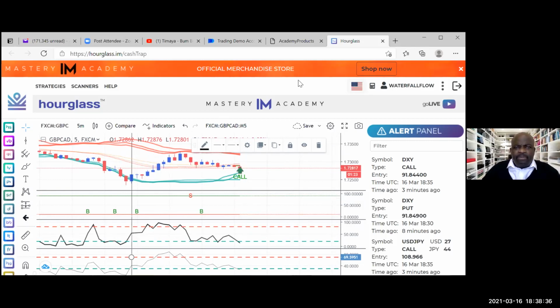Now, let's take a trade so that you actually see how it works. Let me stop the share and share my Pocket Option. Okay, let me go back in.